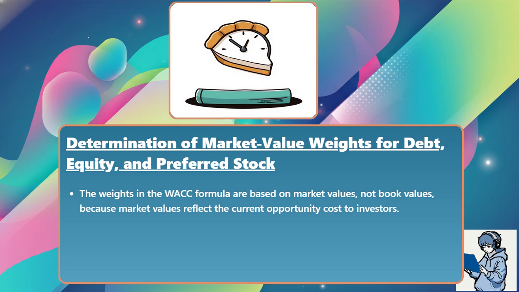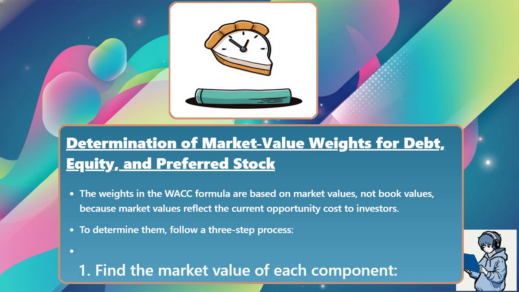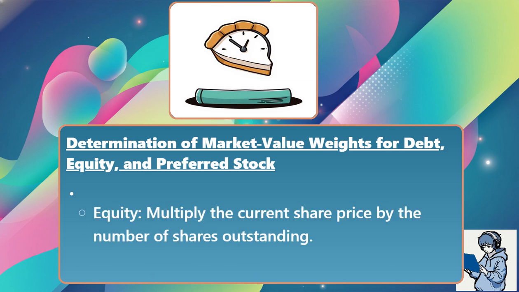The weights in the WACC formula are based on market values, not book values, because market values reflect the current opportunity cost to investors. To determine them, follow a 3-step process. Step 1. Find the market value of each component. Equity, multiply the current share price by the number of shares outstanding.